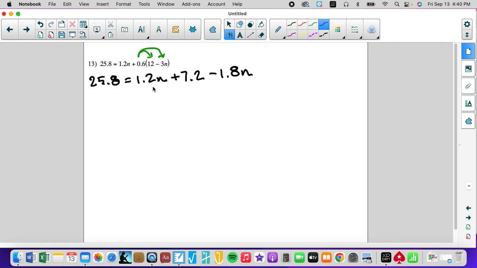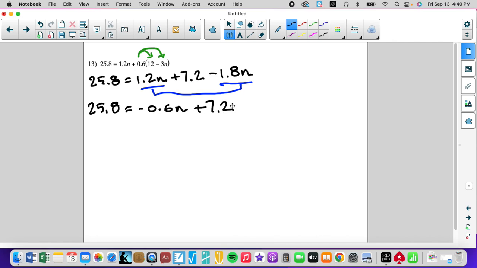Now, I'm not moving anything, I'm still simplifying on the right side first. So I have 25.8 equals, I have a positive 1.2n and a negative 1.8n gives me a negative 0.6n plus 7.2. I have more negatives than positives. And now this is a two-step problem. Minus 7.2 minus 7.2. That's going to give me 6.